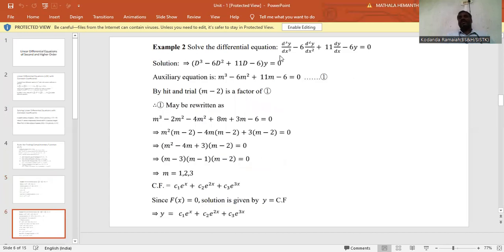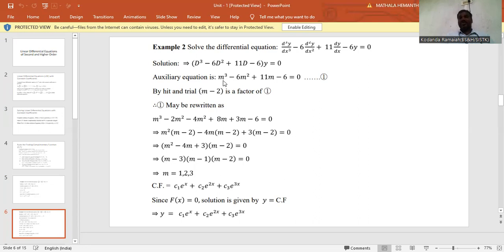Solve the differential equation d cube y by dx cube minus 6 into d square y by dx square plus 11 into dy by dx minus 6y equals 0. So this differential equation is a cubic differential equation. Definitely we can find the three roots of this equation. So in operator form that equation is D cube minus 6D square plus 11D minus 6 into y equals 0. So the auxiliary equation is m cube minus 6m square plus 11m minus 6 equals 0, by using the trial and error method.